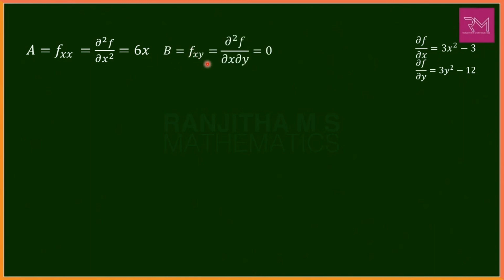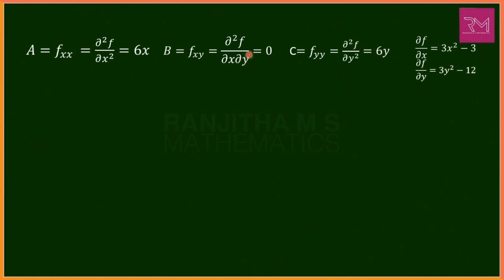Similarly, B is fxy, that means del square f by del x del y. That is, we have to differentiate del f by del x again with respect to y, we get del square f by del x into del y. Here in the del f by del x value there is no y term, hence we can take B value as 0. Similarly, C value is fyy, that is del square f by del y square. Here del f by del y is this. Again we have to differentiate with respect to y, we get del square f by del y square as differentiation of 3y square is 6y. Here this value has become 0, hence we get C value as 6y.